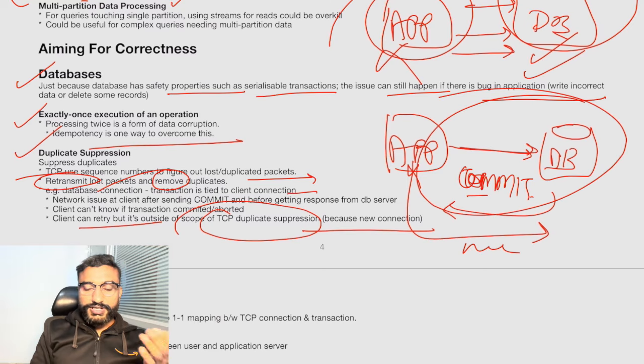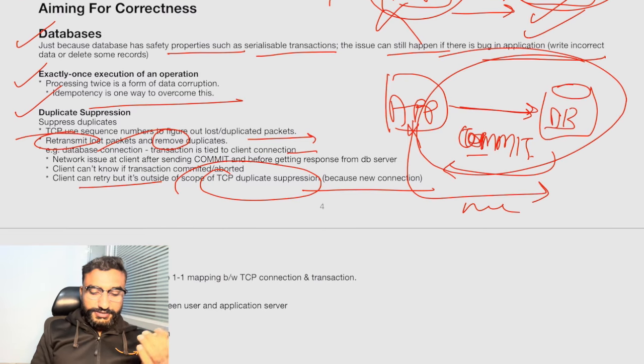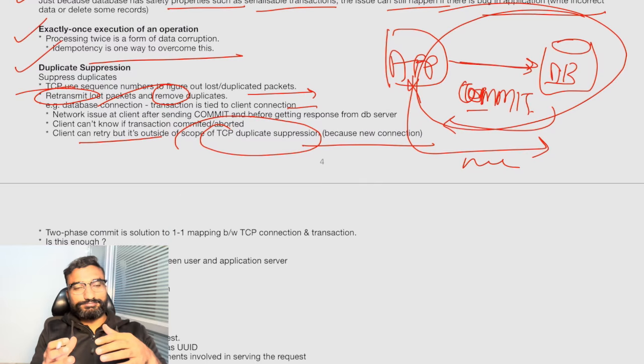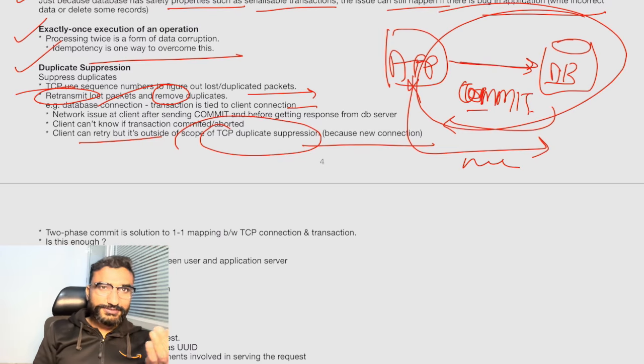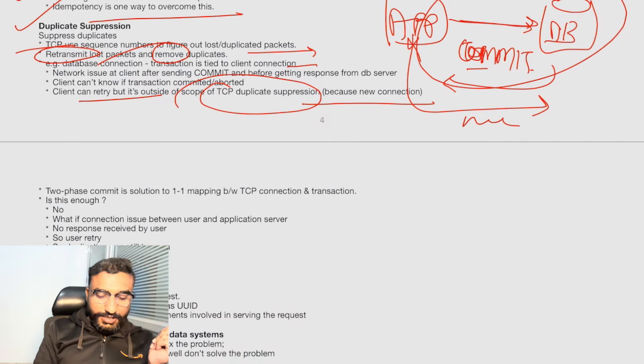It doesn't know what happened with that. Okay, so it becomes out of scope for that TCP handling, TCP separation logic, and the duplicate separation logic basically. Okay, so you can try to use two-phase commit, as a one-to-one mapping between TCP connection and transaction.